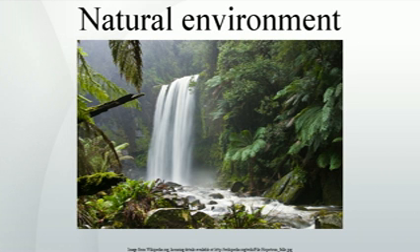Types of streams include creeks, tributaries, which do not reach an ocean and connect with another stream or river, brooks, which are typically small streams and sometimes sourced from a spring or seep, and tidal inlets.